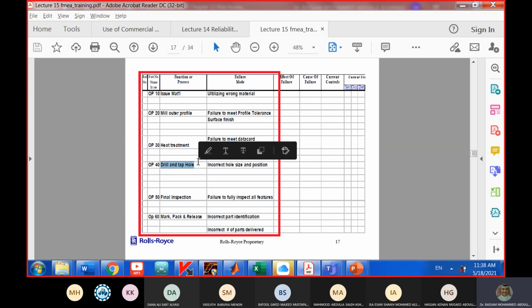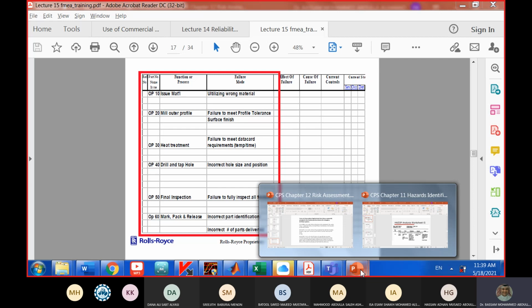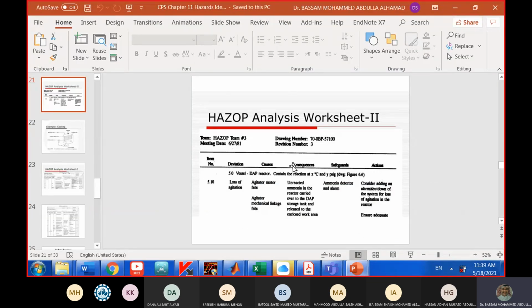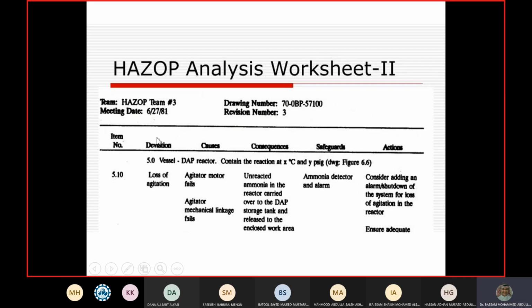Okay, so this is the problem. When you find the reasons of the problem, you put the reason of the problem here. Now, what is the consequence or the effect of this failure? So what is the effect of using an incorrect hole size and position and having a tap hole within your system? What will happen? So these are the consequences, the effects of the failure. Now, this looks exactly like my chapter 11 of the HAZOP study. And I'm going to show it to you.